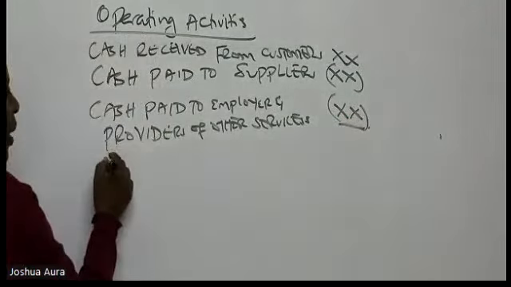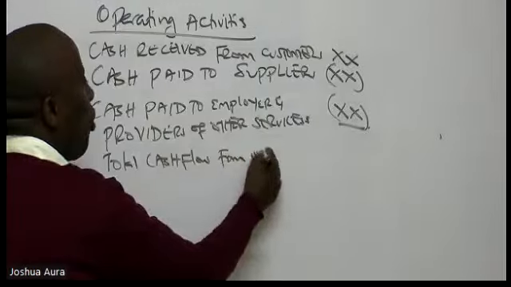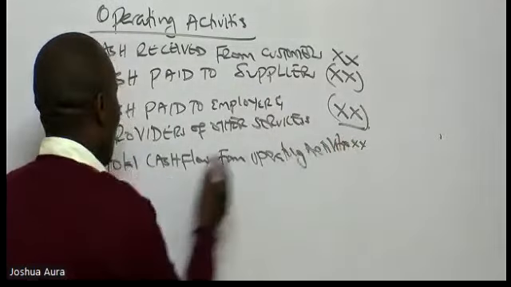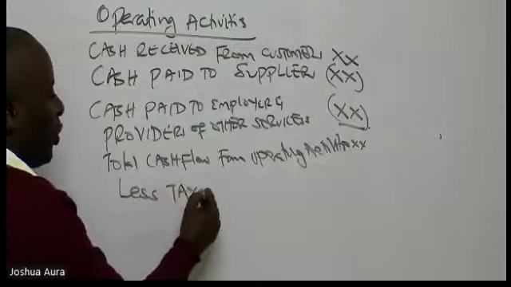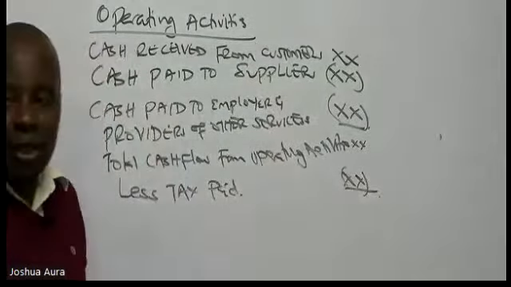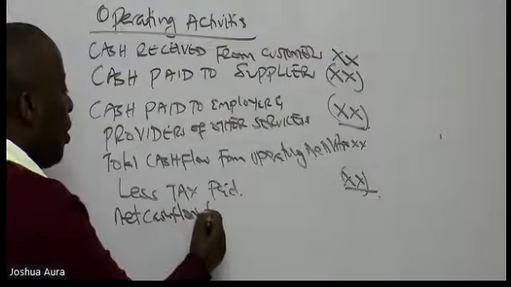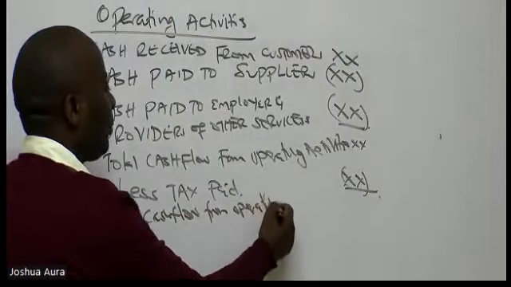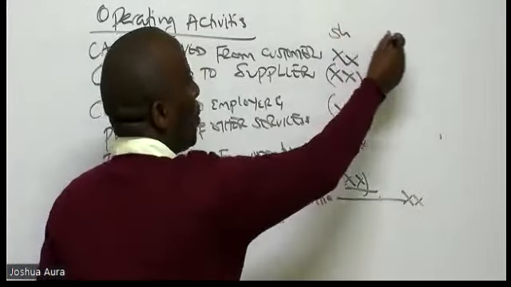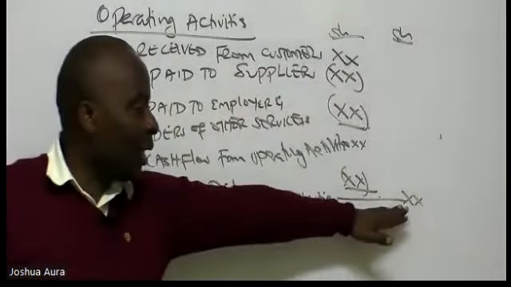And then we shall get our total cash flow from operating activities, of which we shall less the tax paid. Out of this subtraction, the net amount we shall get, we shall call it net cash flow from operating activities, which we shall transfer to this other column. Remember, here we have shillings. So the net cash flow from operating activities, we shall take here.